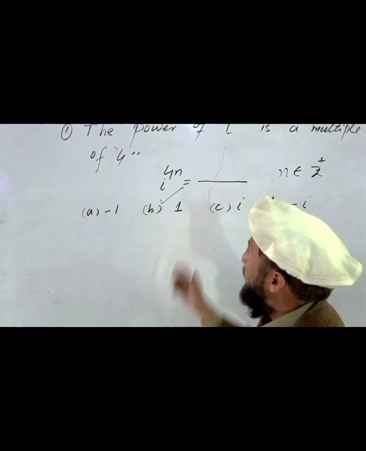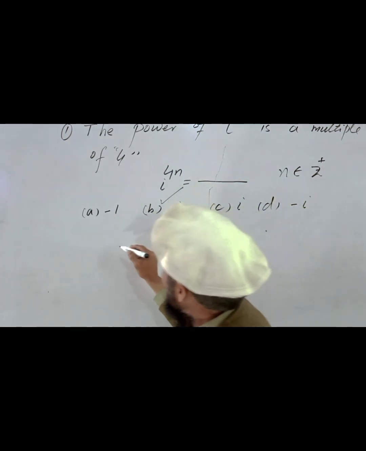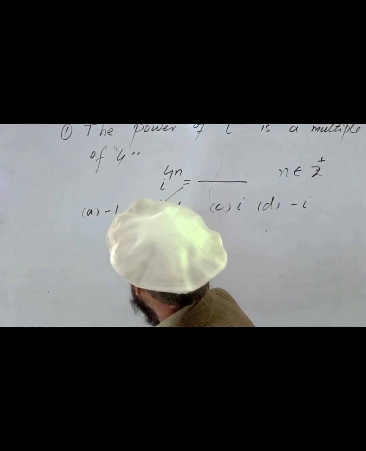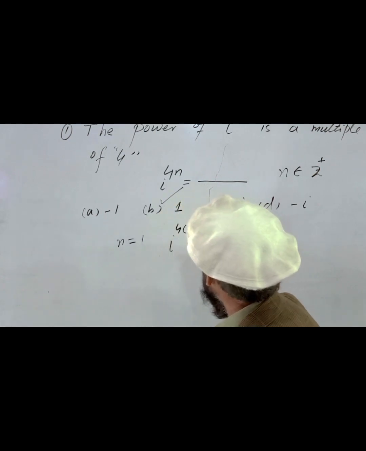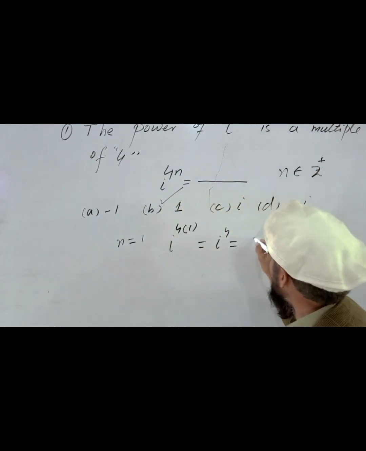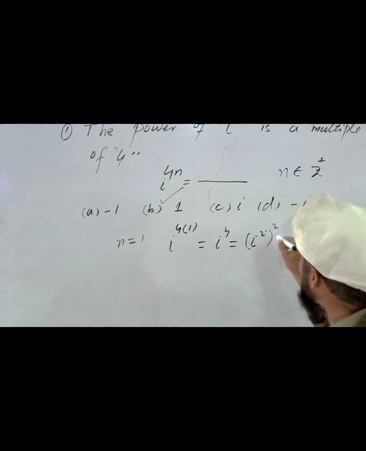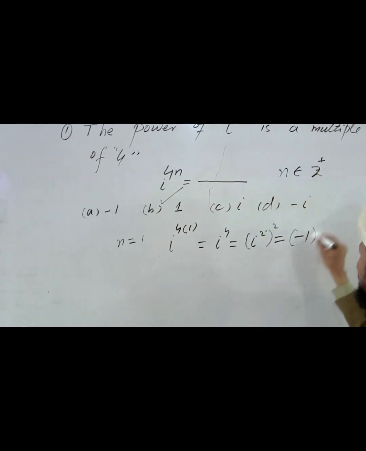Why? Because if we find the solution of this, if we replace, for example, n is equal to 1, then iota power 4 into 1 is equal to iota power 4, which is iota square into iota square. We write (-1) square is equal to positive 1. So the correct answer is 1.